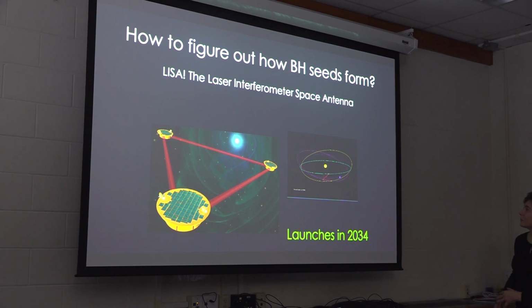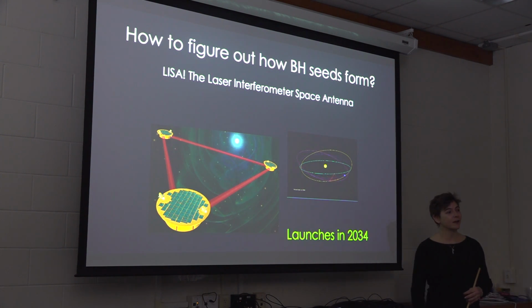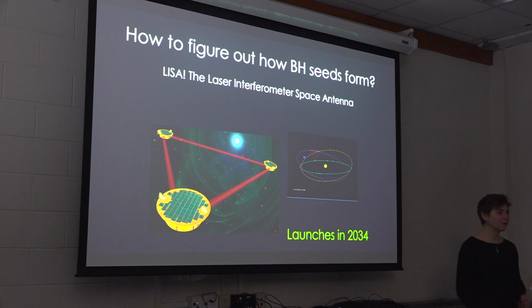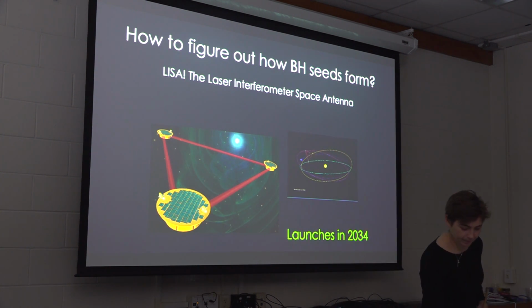It's definitely moving forward. And so LISA will detect gravitational waves from merging massive black holes, similarly to how LIGO does now, but for stellar mass black holes. You know what frequencies? Yeah.